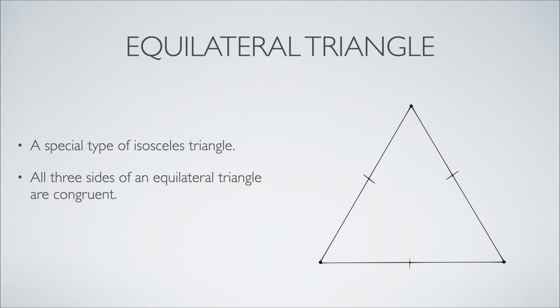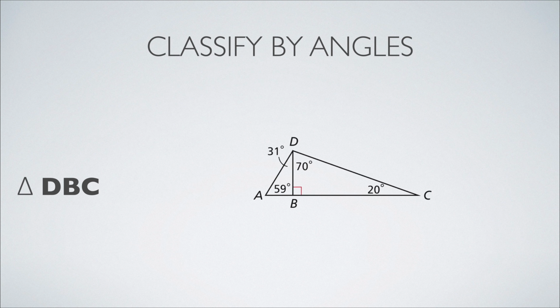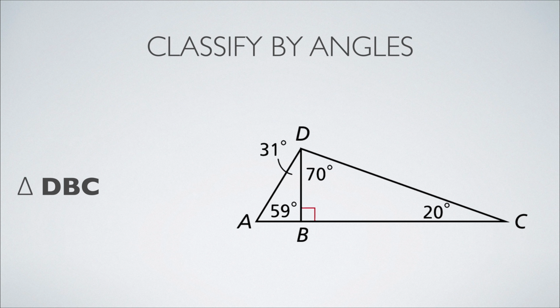All 3 sides of the equilateral triangle are congruent, and because all 3 sides are congruent, the 3 angles are going to be congruent as well, which is why it is also equiangular. All right, so what we're going to do now is classify our figure by angles.